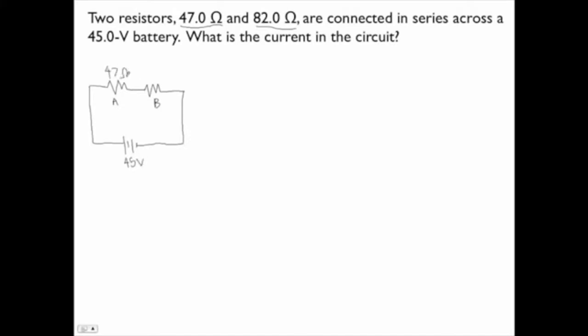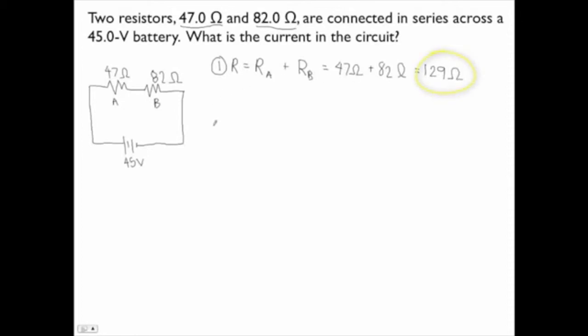And then I like to put the numbers of the resistance on top of each resistor. I'm just visual that way. And so now we want to find the current in the circuit. So the first thing you have to do is you need to find that net resistance, which is the resistance in resistor A plus the resistance in resistor B. So you'll take that 47 ohms and you'll add 82 to it, and you should get 129 ohms.